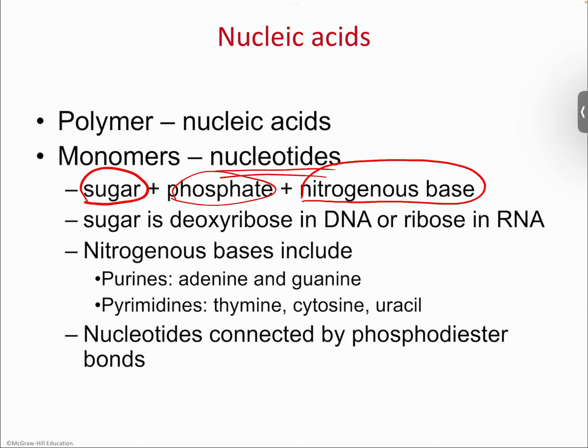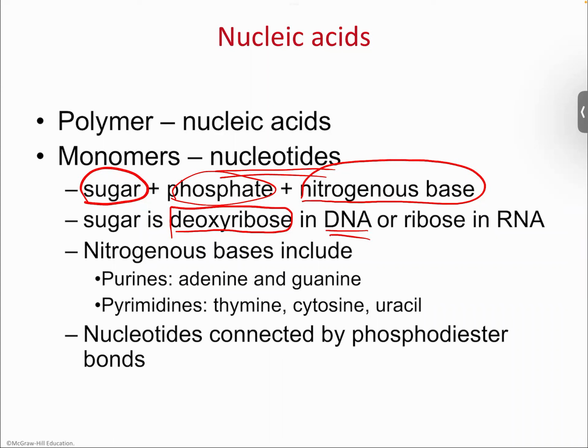Now, depending on which nucleic acid you are, you will have a different sugar. For instance, DNA has deoxyribose. Remember we talked about that? These are the 5-carbon sugars that we saw in the carbohydrate section.